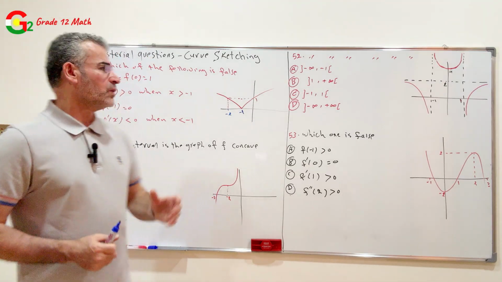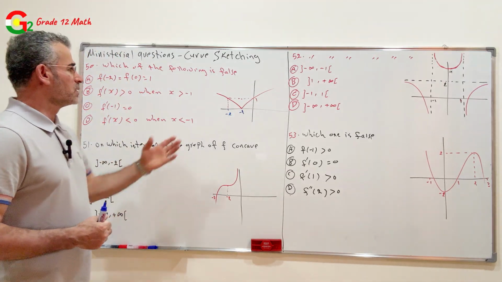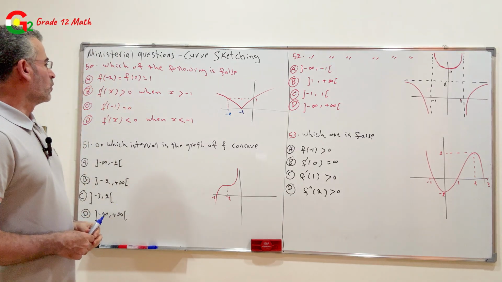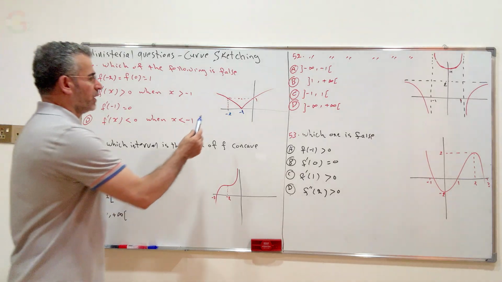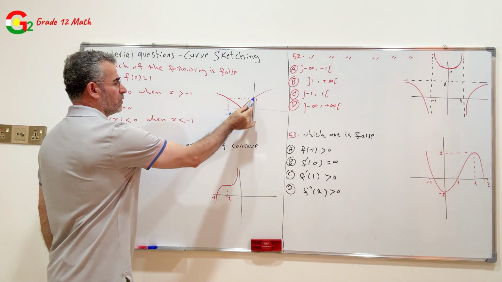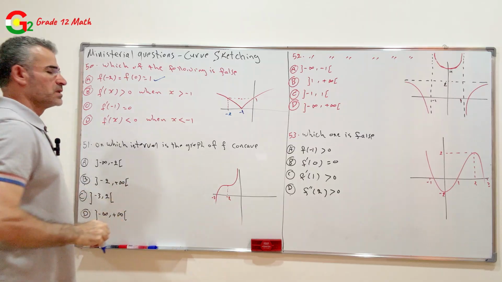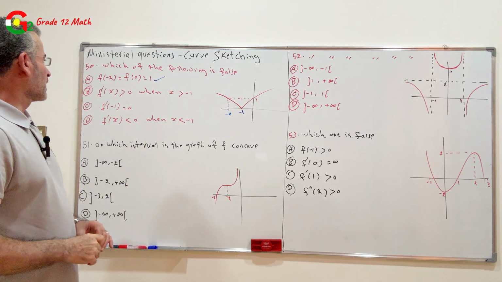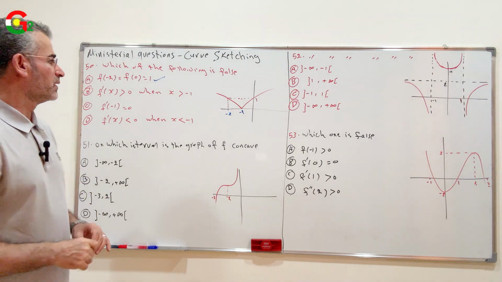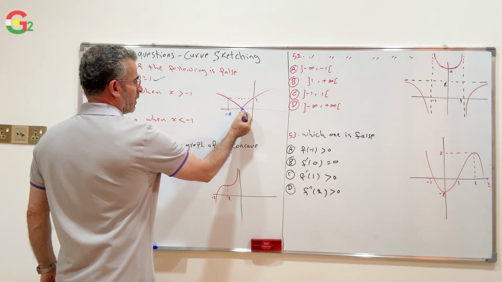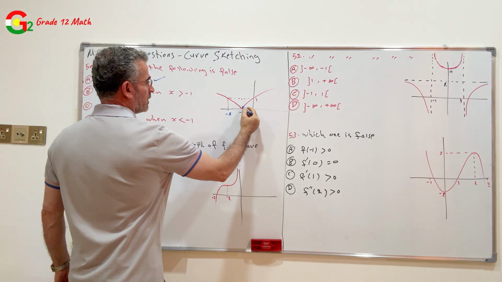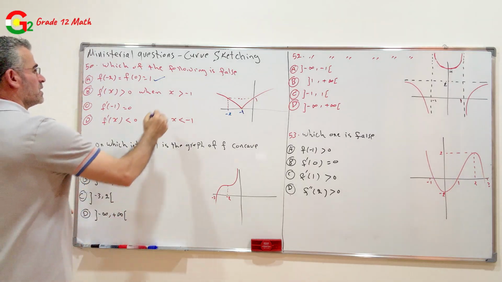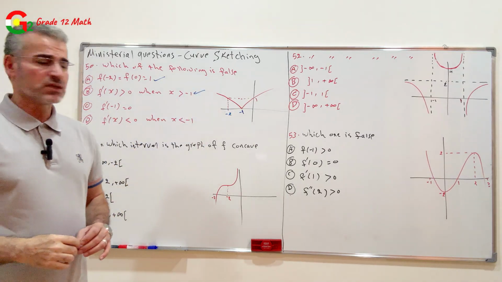Question number 50. Which of the following is false depending on the graph on the right? F of negative 2 equals f of 0 equals 1. F of negative 2 is 1. F of 0 also is 1. This choice is true, not false. F prime of x greater than 0 when x greater than negative 1. When x is greater than negative 1, from negative 1 to infinity, the function is increasing. Therefore, f prime of x is greater than 0. So this choice also is true.